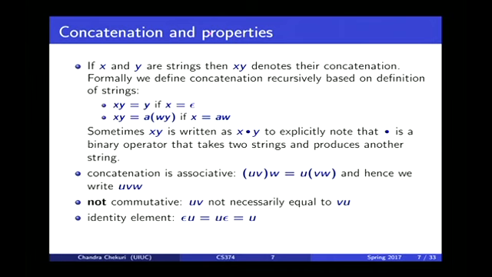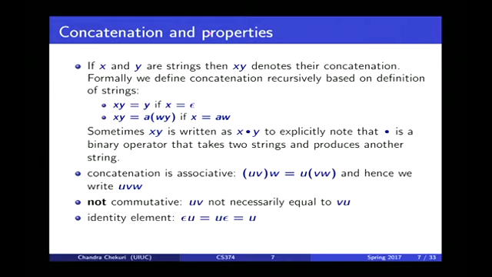We normally write xy as a concatenation, but sometimes we'll write x dot y to indicate that it's actually an operation on two strings giving rise to another string. And it's easy to prove using the definition that concatenation is associative: (uv) concatenated with w is the same as u concatenated with (vw). But it's not commutative: uv is not the same as vu. And for any string u, epsilon u is the same as u epsilon, which is u.